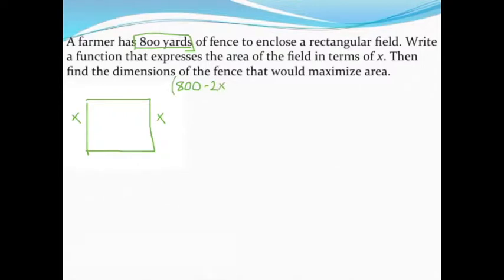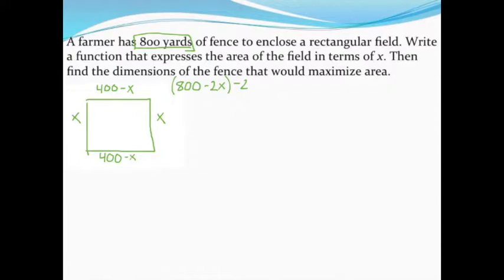Well, those other two sides have to be evenly split. This 800 minus 2x has to be evenly split between those two sides. So if I divide both of those terms by 2, I see that the remaining sides need to be 400 minus x, and then 400 minus x. And we've done a problem like this before.